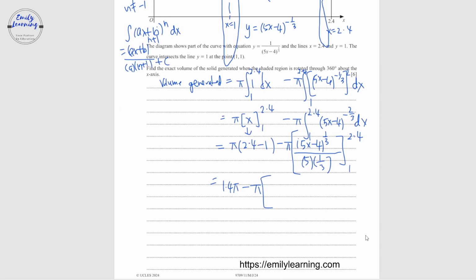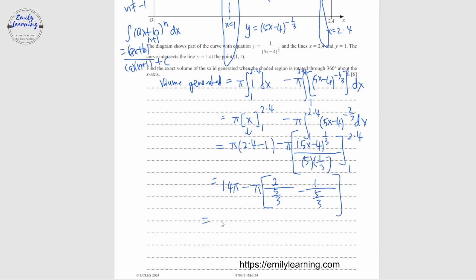I'm going to sub in x equals 2.4 here. So 5 times 2.4 will give me 12. 12 minus 4 gives me 8. Power 1/3 is basically the cube root. The cube root of 8 is 2. So it's 2 over 5 over 3, minus, I sub in x equals 1 now, so 5 times 1 is 5, minus 4 is 1, the cube root of 1 is 1, over 5 over 3.